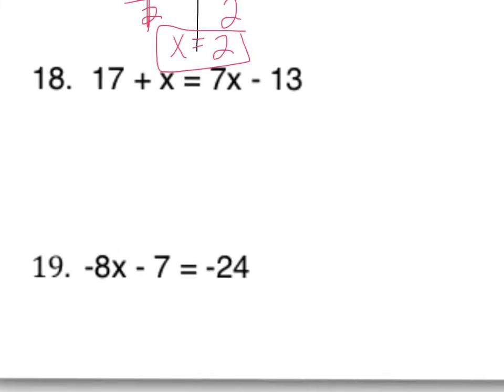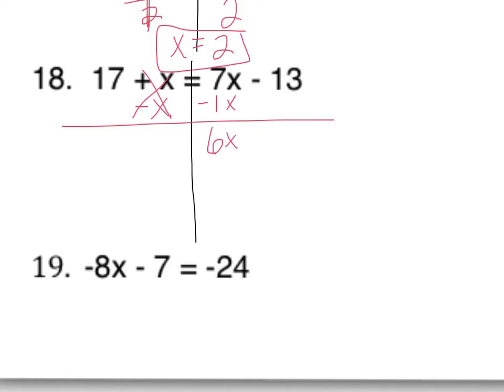18. I'm going to draw my line down my equal sign. My x is actually bigger on the right side, so I'm going to move this x to the right side this time. So right now the x is positive, so I'm going to subtract it to move it. I'm going to subtract 1x on this side as well. So I would get 6x. I haven't done anything with the 17 yet, so I bring it down. And I didn't do anything with the minus 13 yet, so I bring that down.